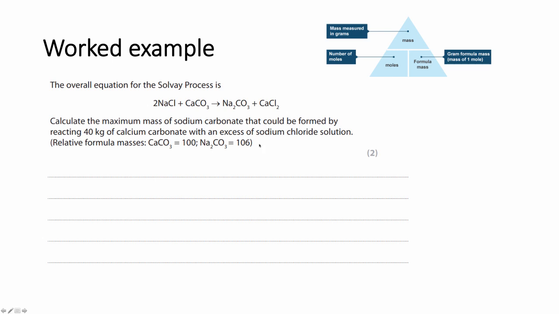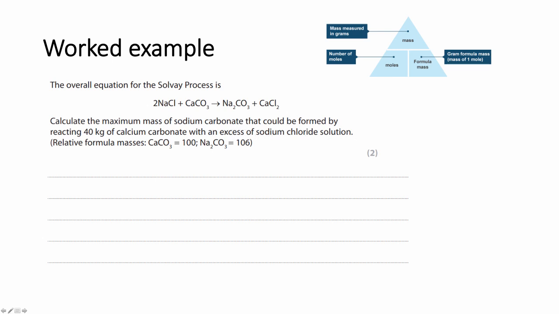We've got another worked example here. It gives an example of the Solvay process where we have 2 moles of sodium chloride reacting with 1 mole of calcium carbonate to make 1 mole of sodium carbonate and 1 mole of calcium chloride. It wants us to calculate the maximum mass of sodium carbonate that could be formed by reacting 40 kilograms of calcium carbonate with excess sodium chloride solution.